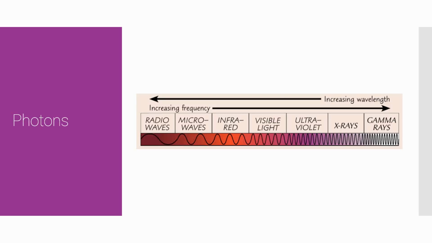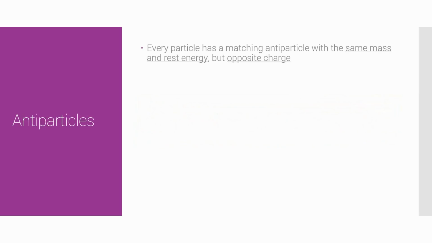Anyways, electromagnetic radiation exists as photons of energy, packets basically. The energy of a photon depends on the frequency of the radiation. Now that we got that out of the way, we can get into the nitty-gritty fun stuff. The antiparticles. Every particle has a matching antiparticle with the same mass and rest energy, but opposite charge.